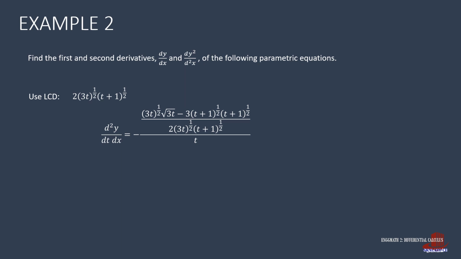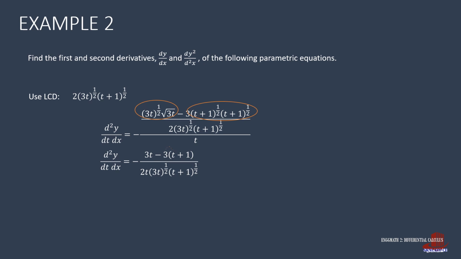Although it looks complicated now, take note that the square of the root of 3t is simply 3t. Similarly, the square of the root of t plus 1 will just be t plus 1. So the equation turns out as 3t minus 3 times the quantity of t plus 1, and the new denominator turns out as 2t times the root of 3t multiplied by the root of t plus 1.